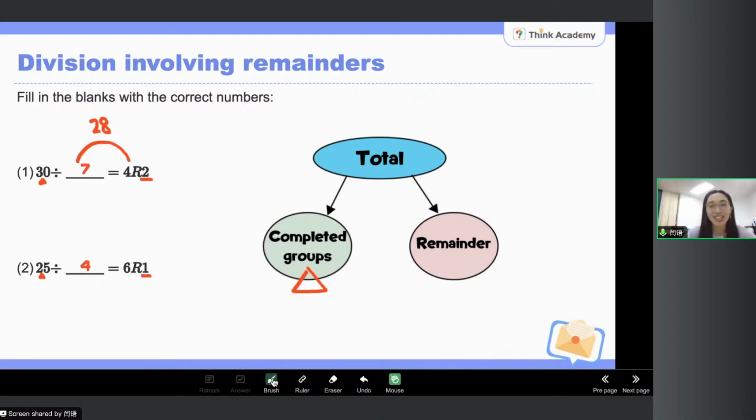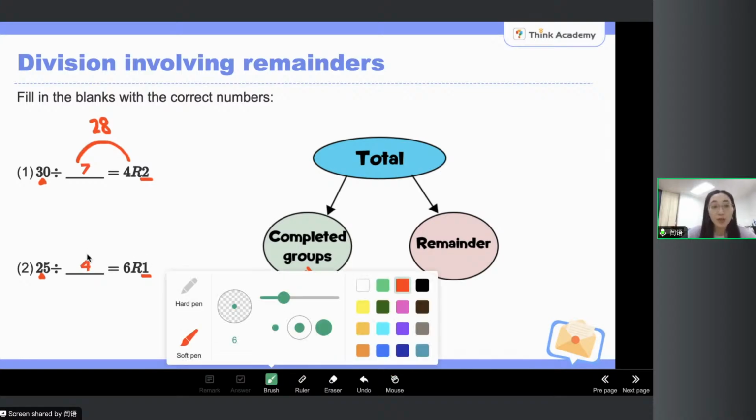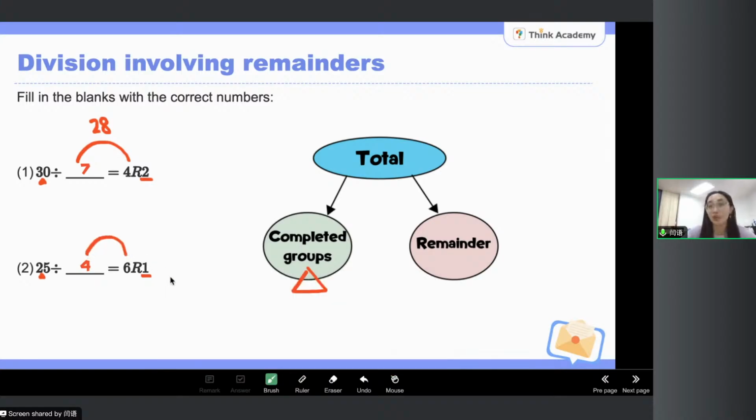Excellent. Okay, so you see that is 4. Again, you can also double check. 4 times 6, that is 24. 24 plus remainder 1, so here we have 25, which means our answer is correct. Okay.